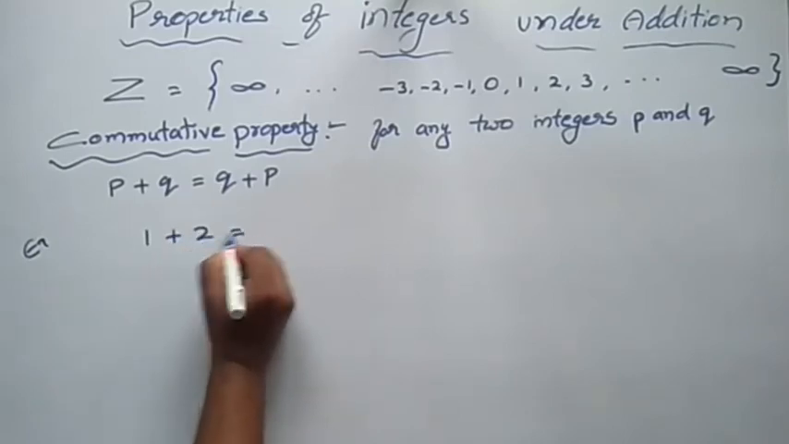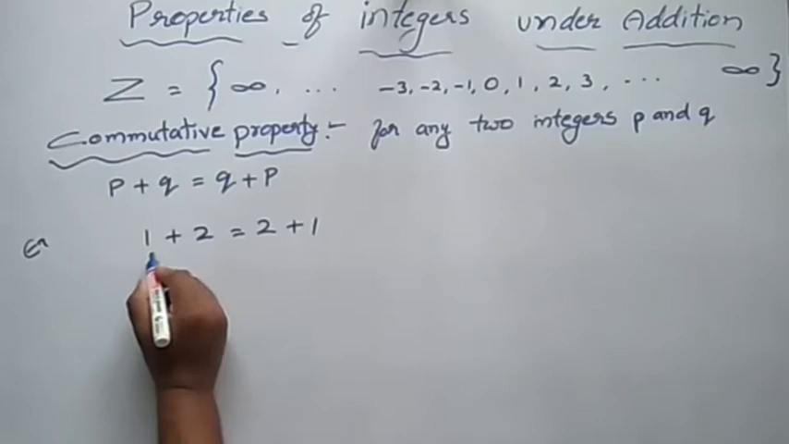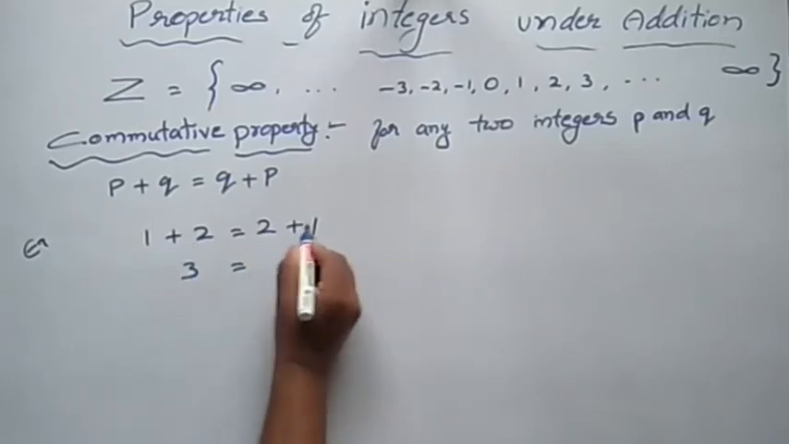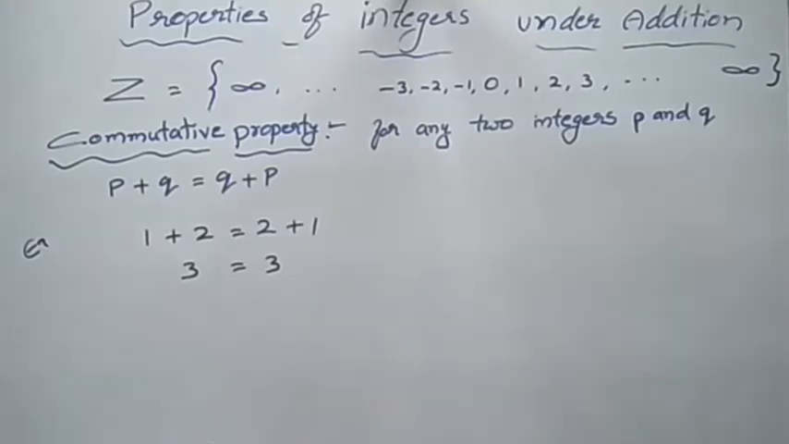Once, I will take an example: 1 plus 2, 2 plus 1. If we solve, 1 plus 2 is 3 and 2 plus 1 is also 3. Means LHS equals RHS. Even after changing the order, we are getting the same result. So this property is called the commutative property.